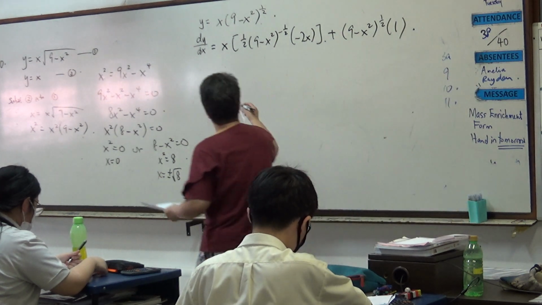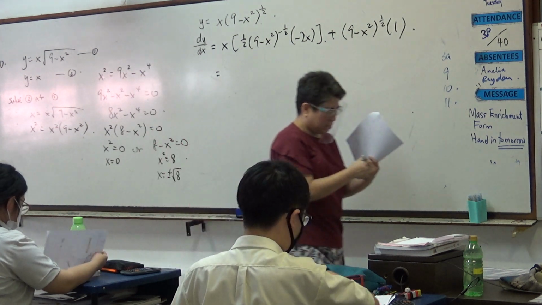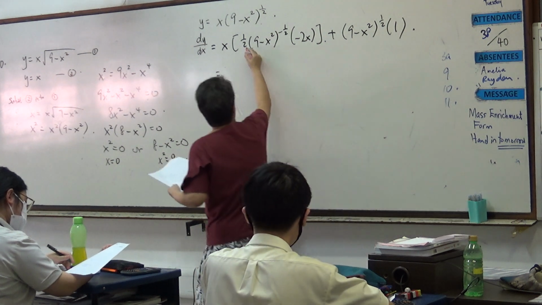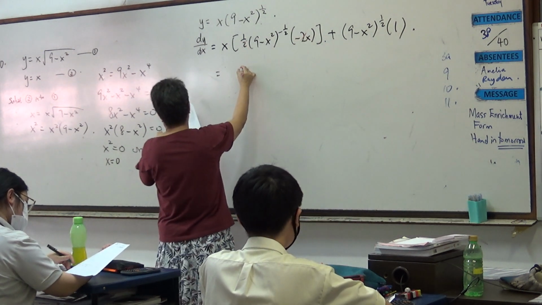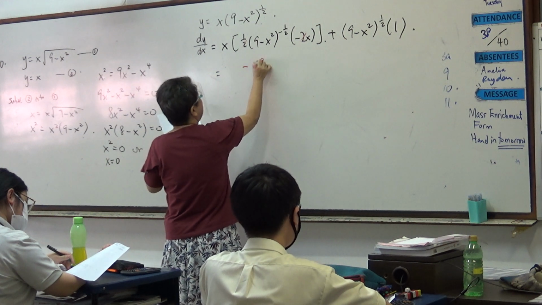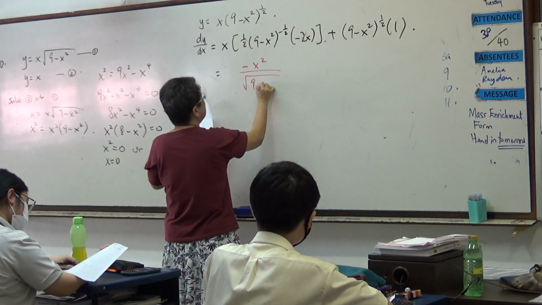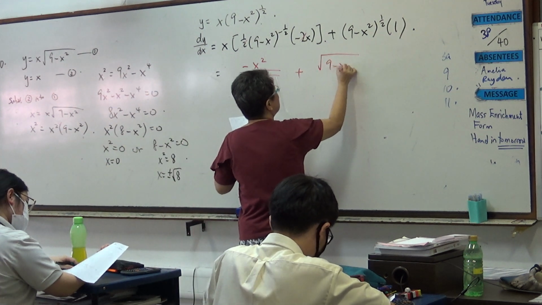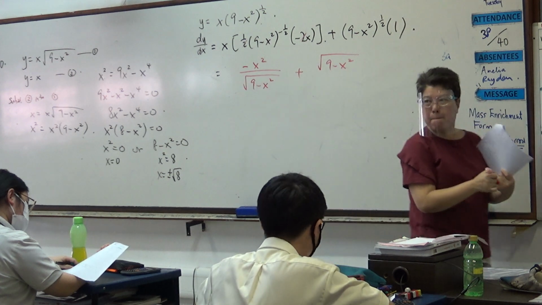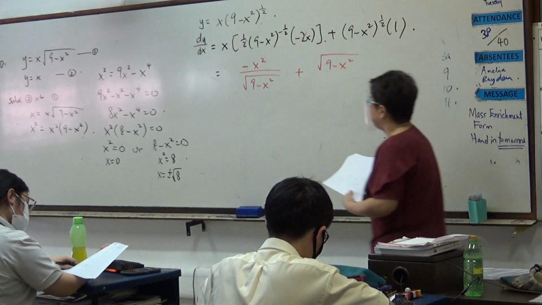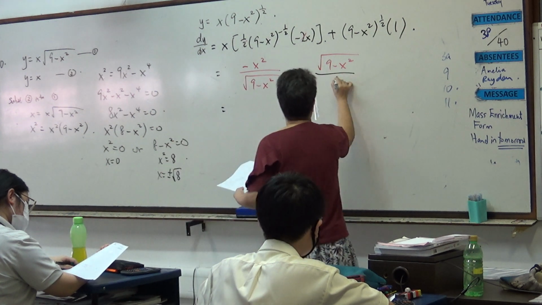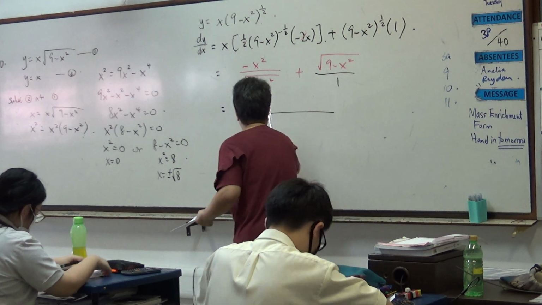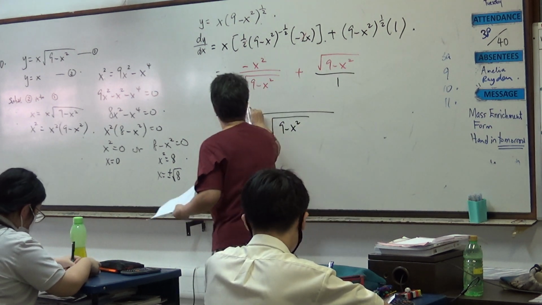Okay, now I'm going to simplify. Some of your handwriting is so bad that you cannot read your own handwriting. So cancel, cancel. So this is negative x squared over square root of 9 minus x squared plus square root of 9 minus x squared, correct? Correct now. Now I simplify. Do you agree this is actually over 1? Alright, so my LCM is this. I'll get a negative x squared.